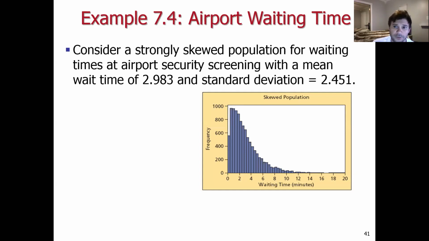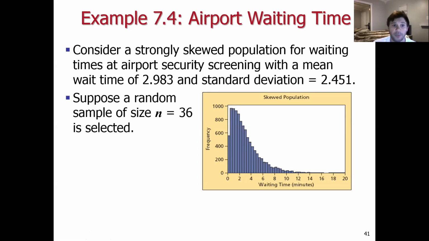Okay, but here's what we're going to do. We're going to sample from that population. We're not going to look at all those individuals. You can see here, they're in the thousands almost, if we added up the size of all those bars. But we're going to go ahead and sample enough. We're going to sample 36 individuals randomly at airport security.